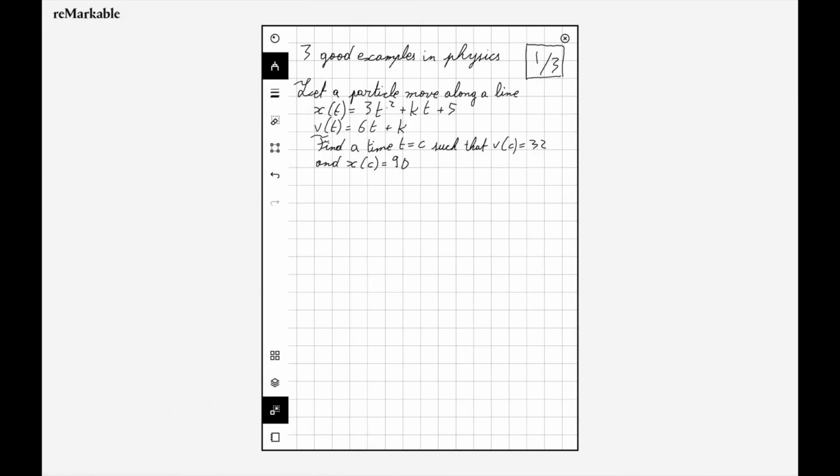Introductory physics is probably the field with the most systems of equations. So let's look at this kinematics problem. Like before, feel free to pause and try to solve the problem. Otherwise, let's get started.